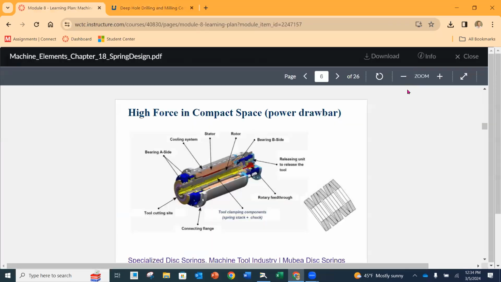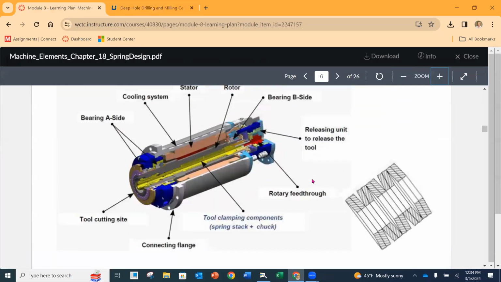If you looked inside of that spindle, you took a cross section through it, here's the end that grabs onto the tool. The tool would be on the end of here. And then this mechanism is inside here, and there's a bunch of the springs stacked up. And you have a hydraulic piston to release it. Any questions on that?